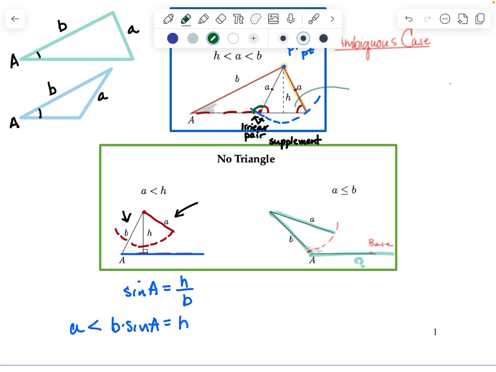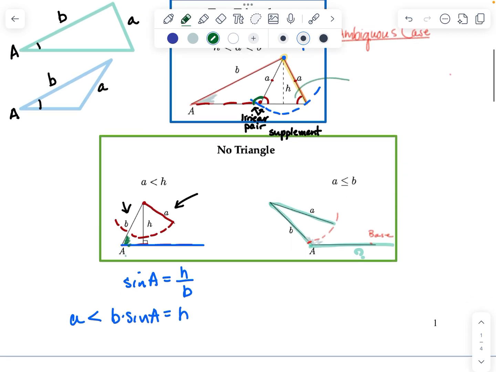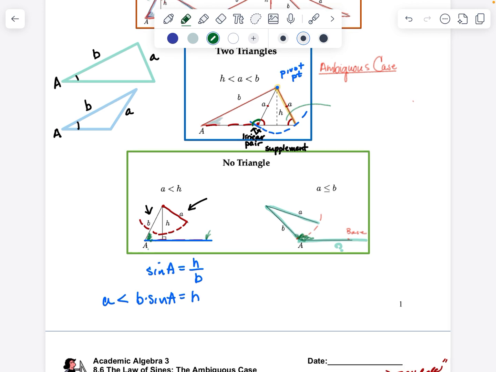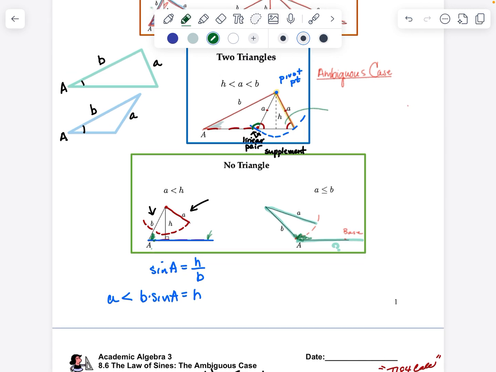Then you have no triangle when the opposite side A, remember this is a fixed angle A, and when the opposite side A is shorter than H, then it's just going to swing and it's never going to reach this baseline. And then the last one is when A is less than or equal to B. You can see when it swings the opposite side to this fixed angle here, it's never going to reach the baseline as well. It could be as long as B, but it's not going to make a triangle.